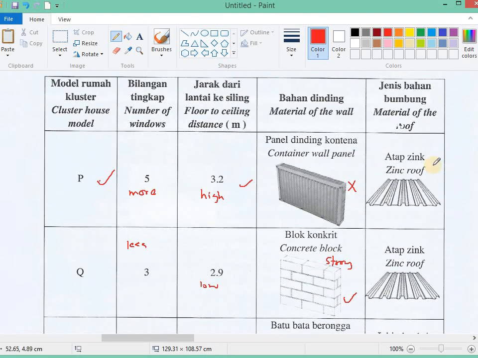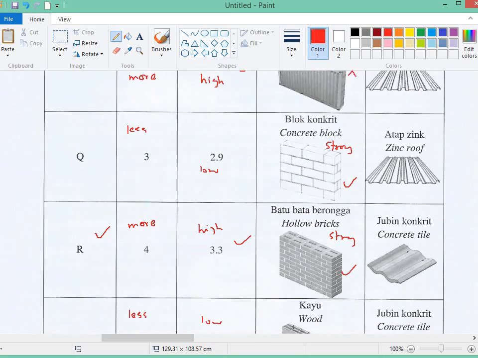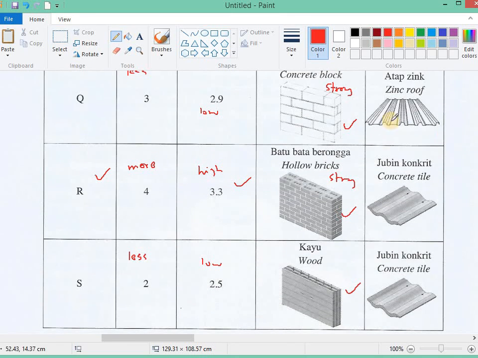Okay, so for this one, the material of the roof, we have two choices: zinc or concrete tile. Of course we want the concrete tile. This concrete tile is a better one. From here we can already see that the one that is thicker is the best choice. So the best choice is R.